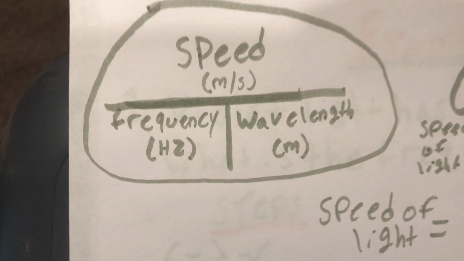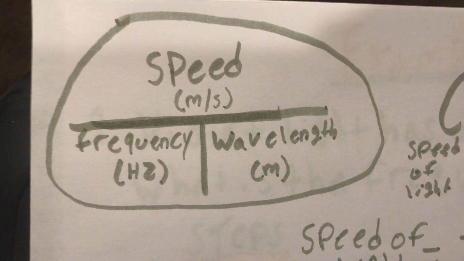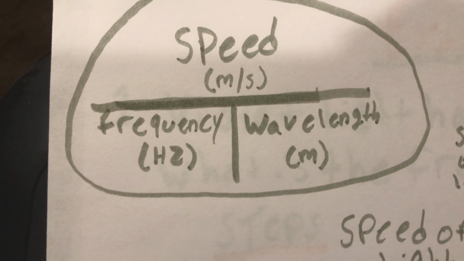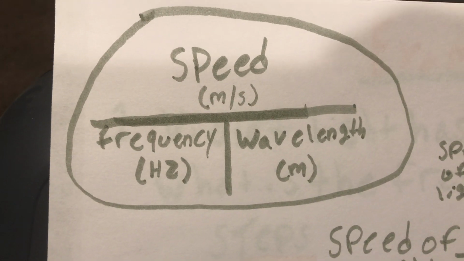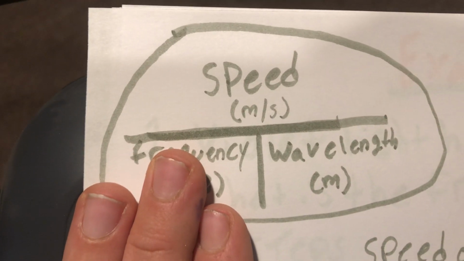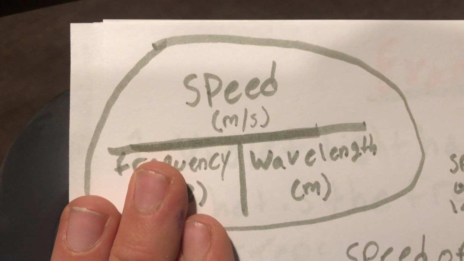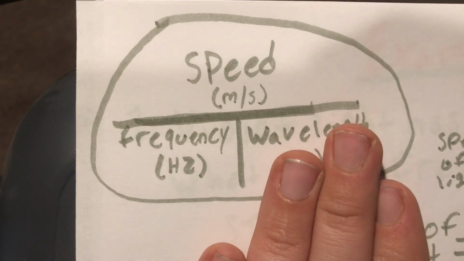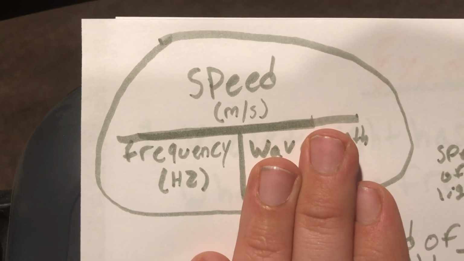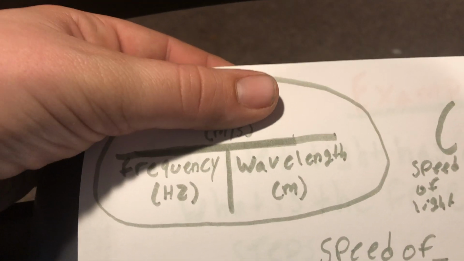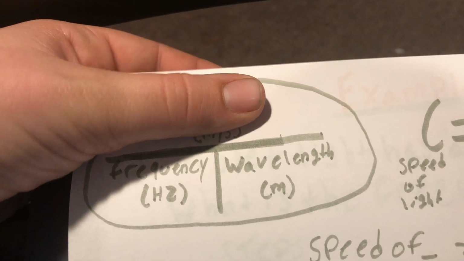Before we can do any of that, we need to figure out how to find it. So we're going to take our handy dandy little circle here. That is speed over frequency and wavelength. If you want to find frequency, just cover that up, and you're going to take speed over wavelength. If you want to find wavelength, cover that up, and you're going to find it using speed over frequency. And finally, if you want to find speed, just do frequency times wavelength.